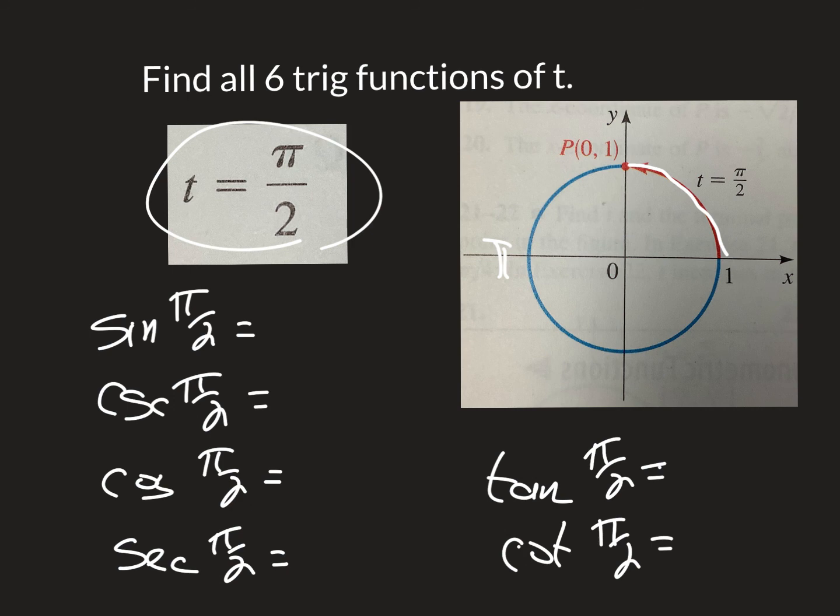Okay, now here we go again. Sine is the y coordinate, which is 1. Cosine is the x coordinate, which is 0. Tangent is y over x, which would be 1 over 0, which you cannot have. So tangent of pi over 2 is undefined.